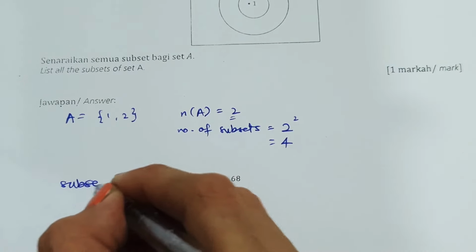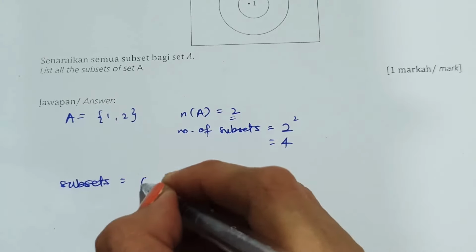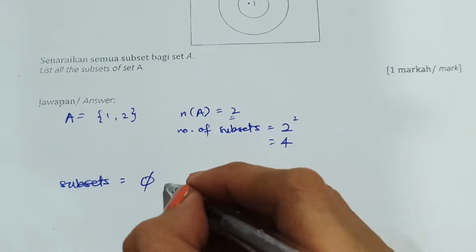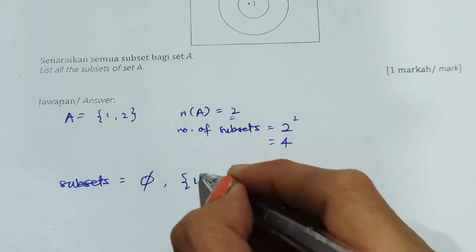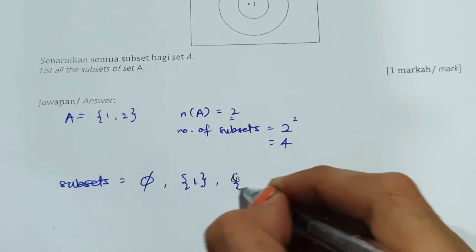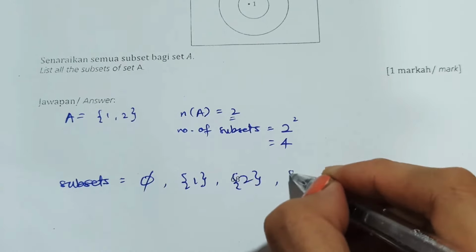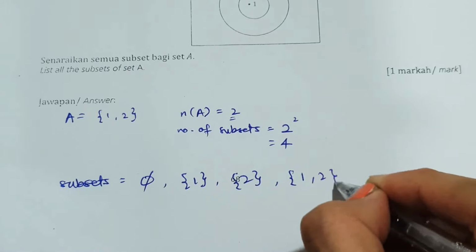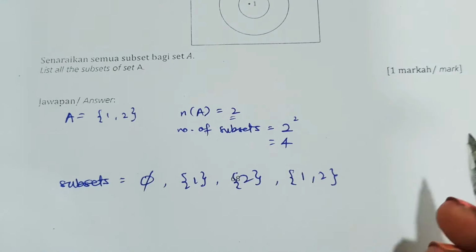So the subsets are, first, the empty set, always. Next, sets that consist of 1 element, and the set that consists of 2 elements. So we have 1, 2, 3, 4 subsets, all done.